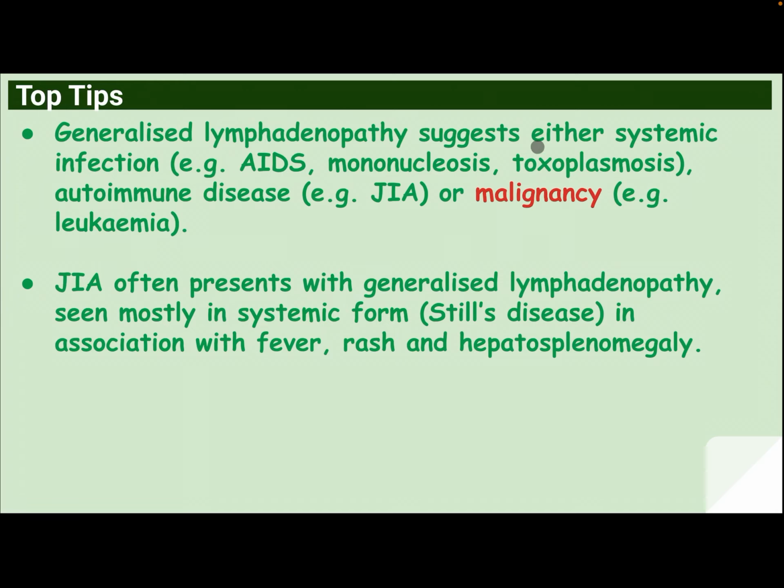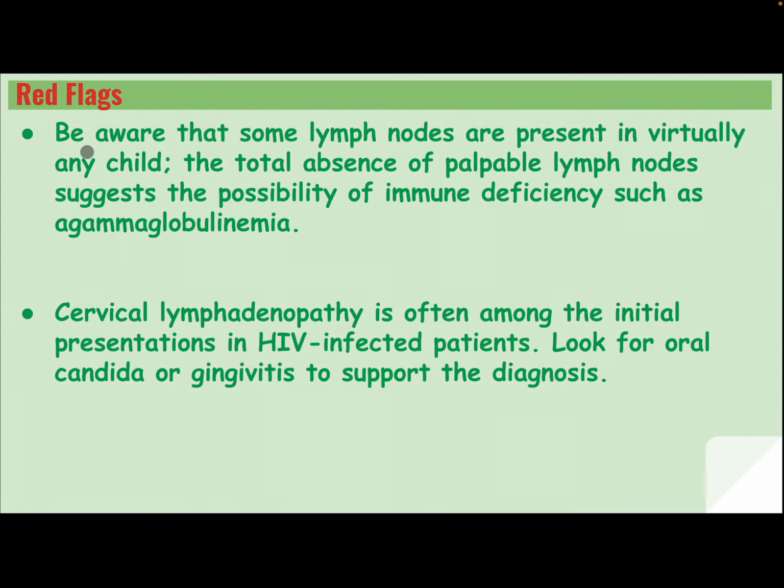Generalized lymphadenopathy suggests either systemic infection, AIDS, mononucleosis, toxoplasmosis, autoimmune like JIA, or malignancy like leukemia. JIA often present with the generalized lymphadenopathy seen mostly in systemic form like Still's disease in association with fever, rash, and hepatosplenomegaly. Red flag. Be aware that some lymph nodes are present in virtually any child. The total absence of palpable lymph node suggests the possibility of immune deficiency, such as agammaglobulinemia.